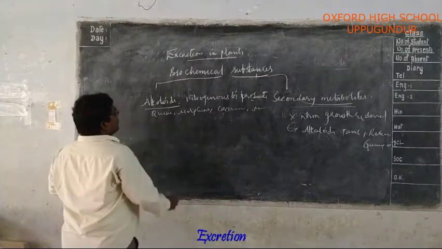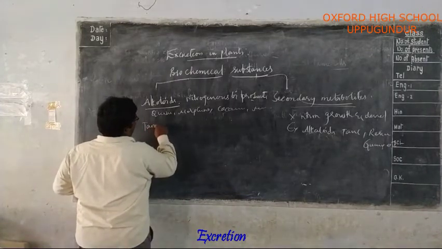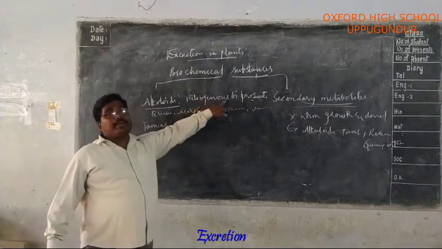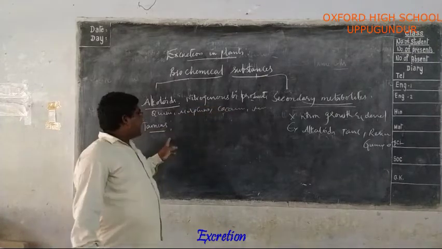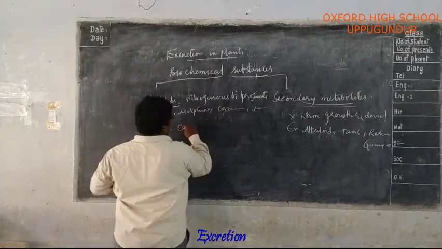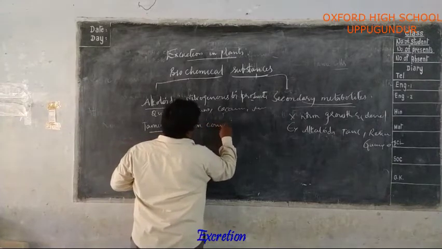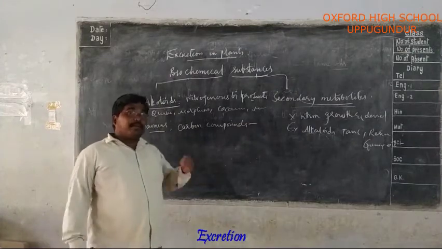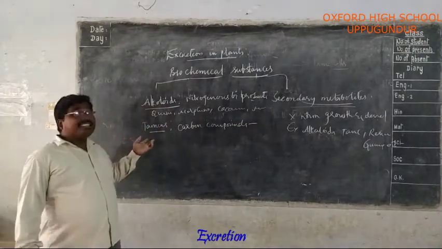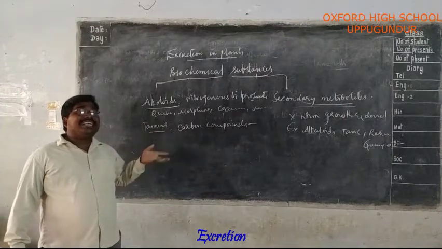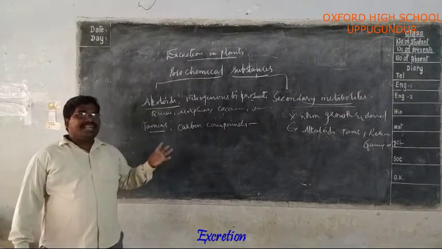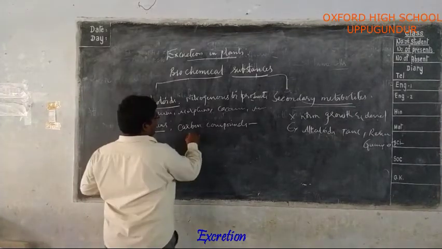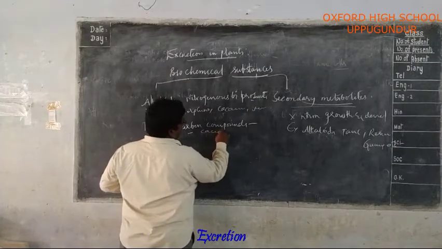Second one is tannins. Tannins are carbon compounds, not nitrogenous byproducts like alkaloids, and they are poisonous. These carbon compounds are stored in different parts of the plant body. Tannins are used in the leather industry and in varnishes, especially the leather industry. Examples: cassia and acacia plants.